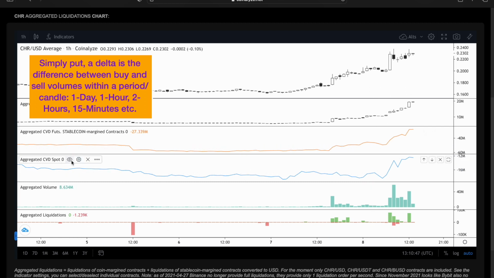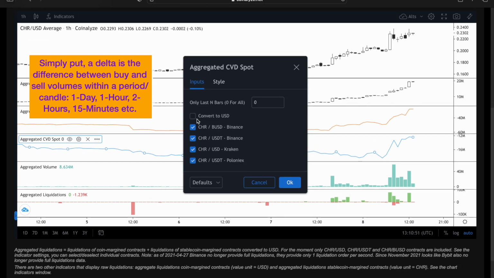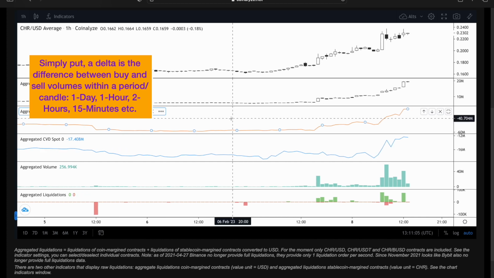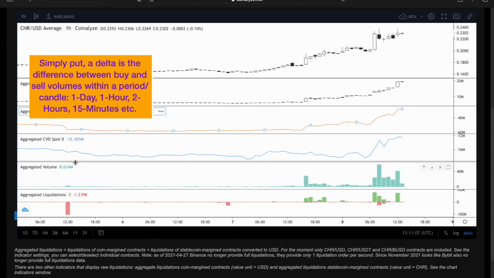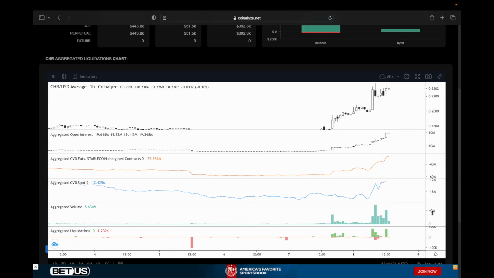Aggregated CVD spot. And so when you look at this, you're going to see Binance, Kraken, Poloniex, and it's joining all the data from these different sources. That one doesn't want to work. This is aggregated volume, and then this is the liquidation.